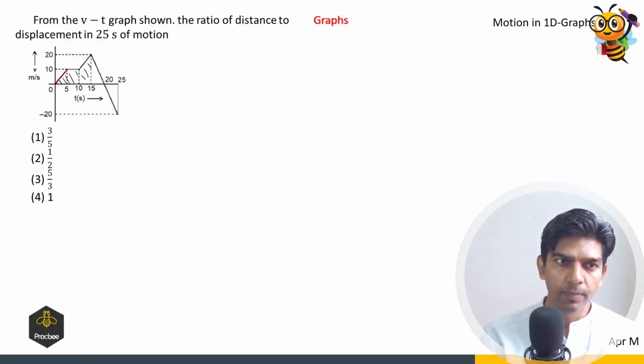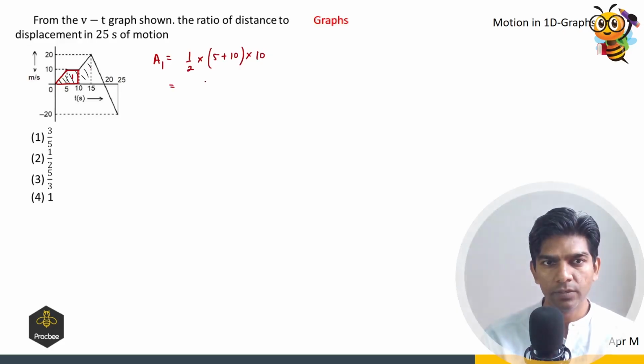So for this trapezium, the area will be, let me call this A1. A1 will be half the sum of parallel sides, which will be 5 plus 10, and the distance between the parallel sides is 10. So it comes out to be 5 times 15, which is 75 meters.